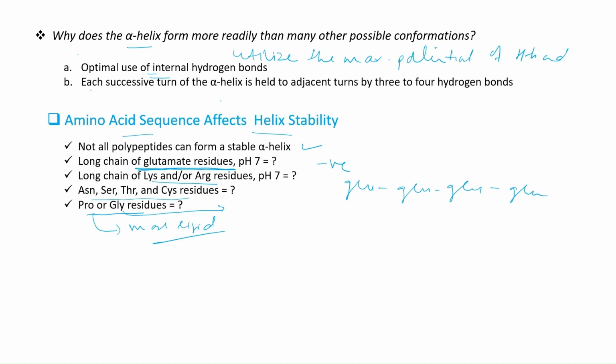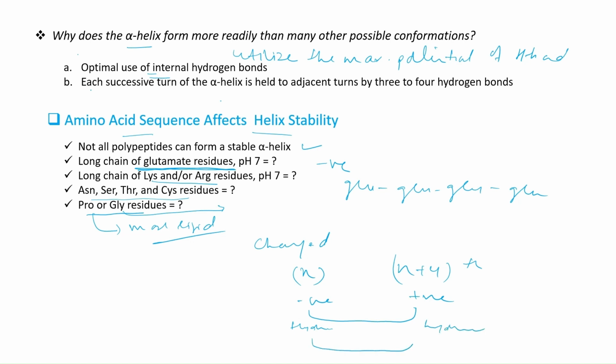These charged amino acids are arranged such that if a negatively charged amino acid is present at the nth position, a positively charged amino acid will be found at the n plus fourth position. These two can then take part in electrostatic interaction. Similarly, if a hydrophobic amino acid is found at the nth position, then at the n plus 4 position also a hydrophobic amino acid will be found. This will take part in hydrophobic interaction.